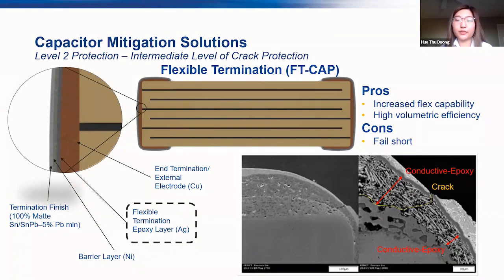In extreme cases of flex, this layer was also designed to tear away from the end termination to provide a safe failure mode instead of cracking the actual ceramic body. The main benefit with utilizing KEMET's flexible termination technology is that it does not impact the volumetric efficiency of the capacitor, as the internal construction of the capacitor is maintained, whether using a standard termination or flexible termination.